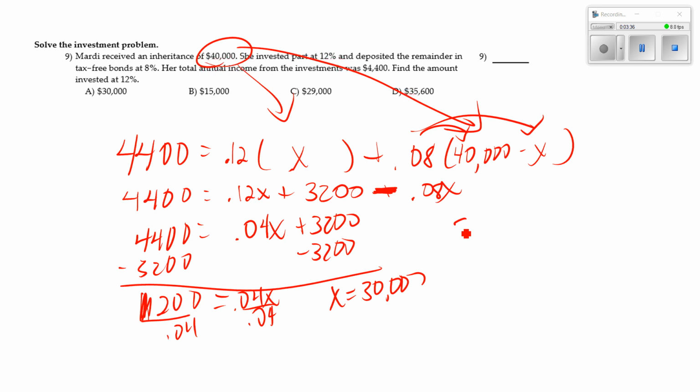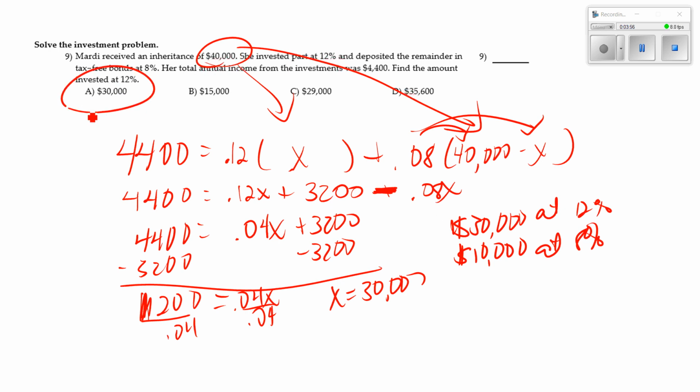So that's going to be 30,000 at 12%, because remember we put x at 12%, and then 40,000 minus x, which would be 40,000 minus 30,000, or 10,000 at 8%. And see what this question is asking. How much was invested at 12%? So my answer is A, 30,000.